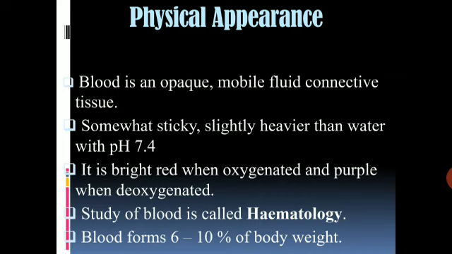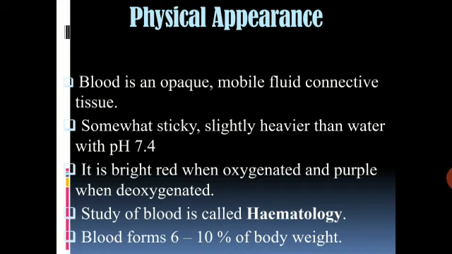Oxygenated blood is when hemoglobin is almost 100% saturated with oxygen. Oxygenated blood is bright red in color. But when we have deoxygenated blood, where almost 70% of hemoglobin is saturated with oxygen and the rest of the hemoglobin is free, it might bind with carbon dioxide. Deoxygenated blood appears a little bit purplish in color.